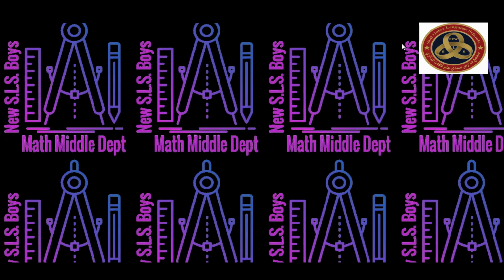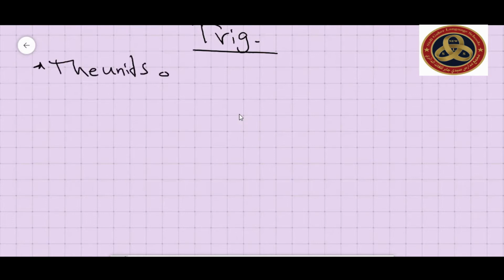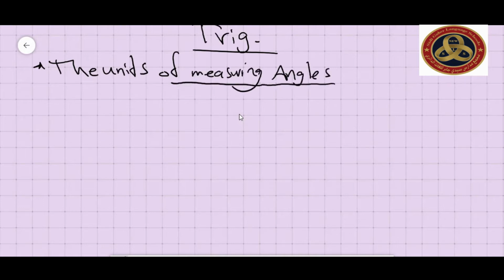Today we have the first lesson of trigonometry. If I ask you about the units, okay, first point, the units of measuring angle. Who can tell me what are the units of measuring the angle?